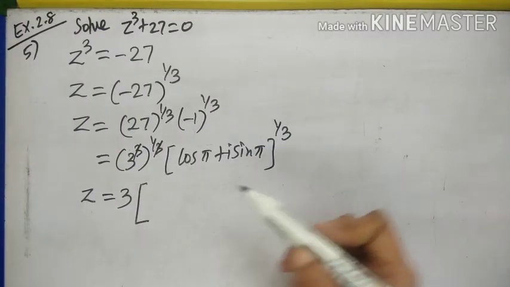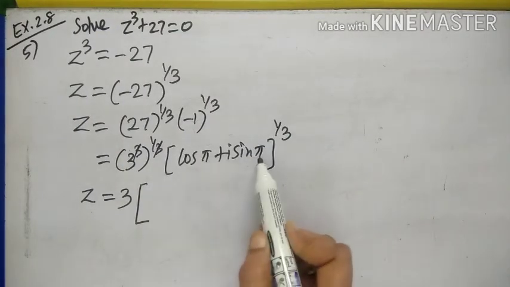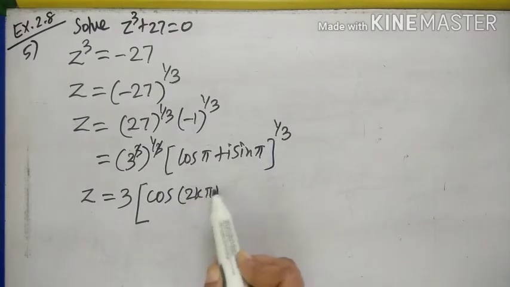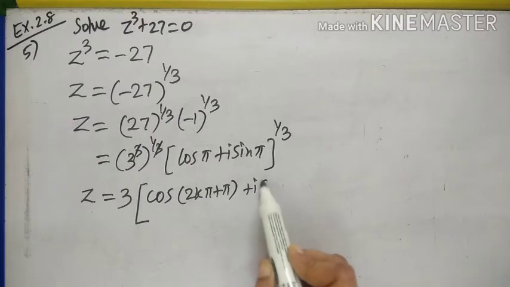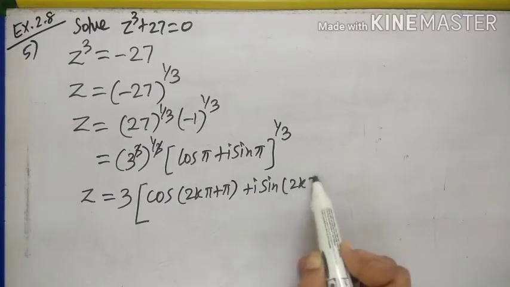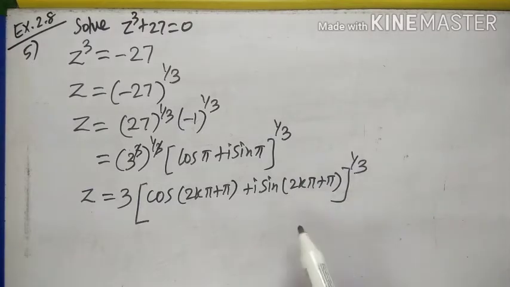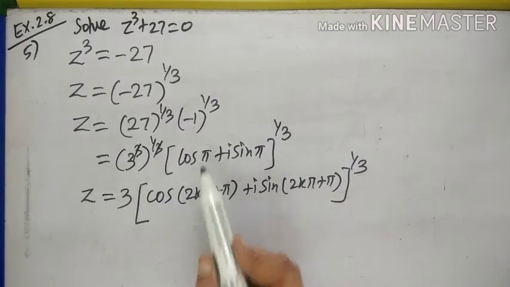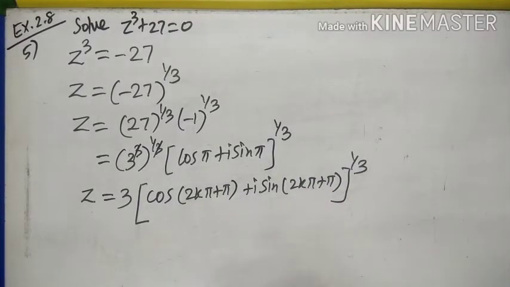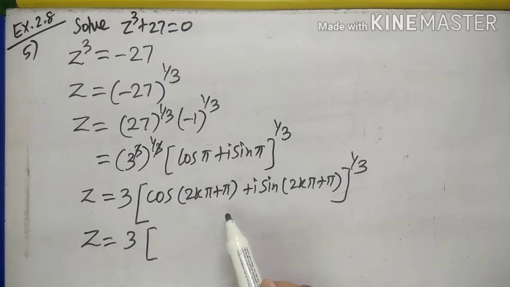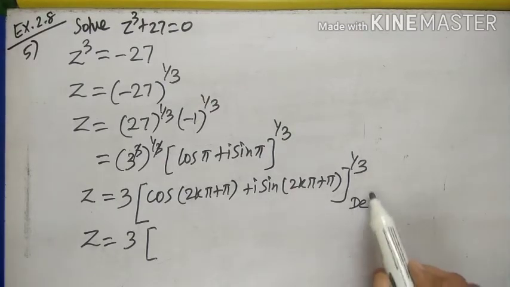Second step, add 2k pi to the argument. Cos 2k pi plus pi plus I sin 2k pi plus pi. So what is the second step? To the argument we are adding 2k pi. Third step, the power we have to bring it near the argument. That is, we are applying de Moivre's theorem.